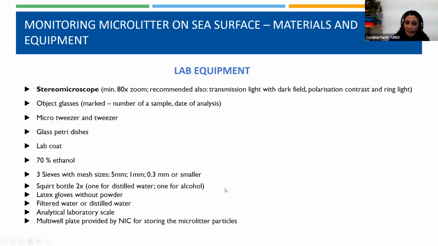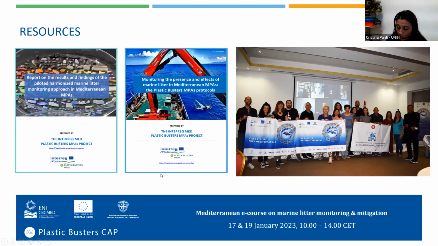When you are in the lab, then you need a stereo microscope. You need tweezers and micro tweezers. These are very important to select the particles. Remember the cotton lab coat, glass petri dishes, ethanol, sieves, and all the other laboratory and bench equipment for the analysis of microplastics.